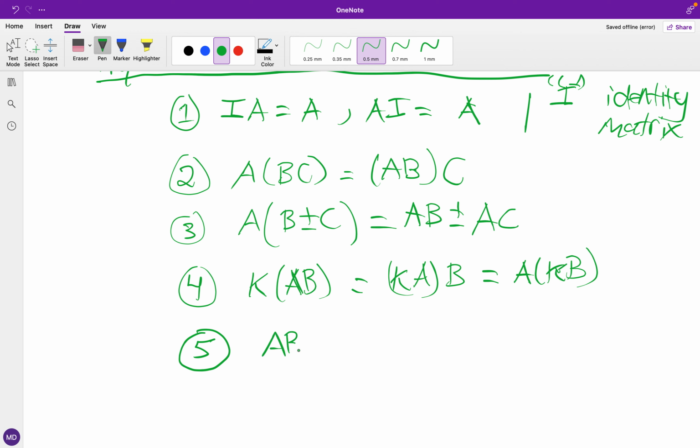And then the fifth one, which is not so commonly used, but it's important to state, is that if you take the transpose, which is switching the rows and columns, of the matrix product AB, you actually reverse the order.